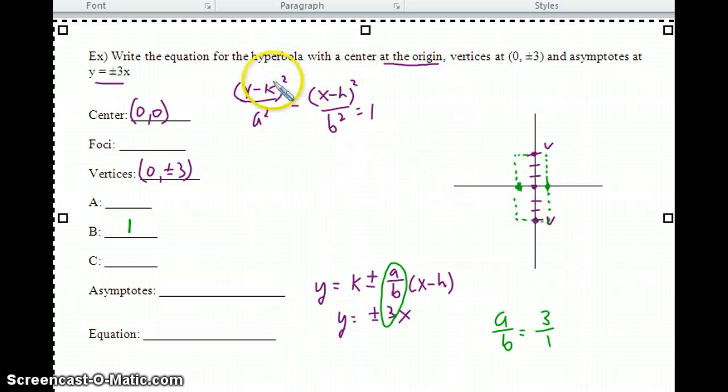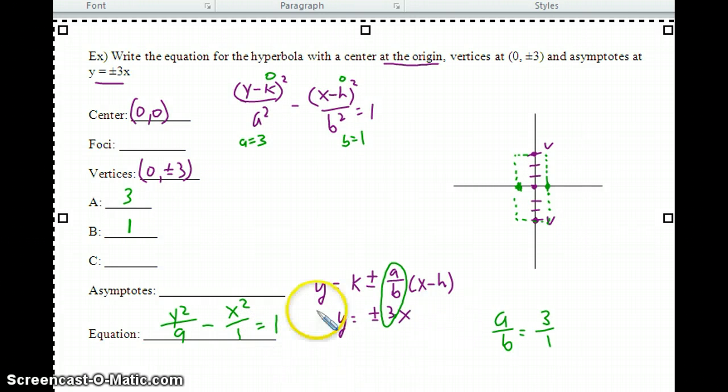Okay, so again the question is saying to write the equation. So do I have enough information to write the equation? Yeah, I know what k and h are, 0, 0. I know that a is 3 from here, so a is 3, and b is 1. So if I plug that in, I'm going to end up with y minus 0, which is just y squared, over 9, minus x minus 0, which is just x squared, over 1 squared, which is just 1, equals 1.